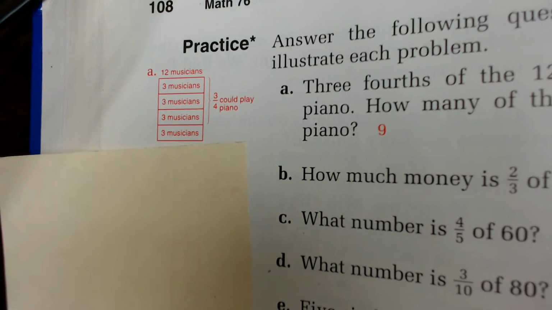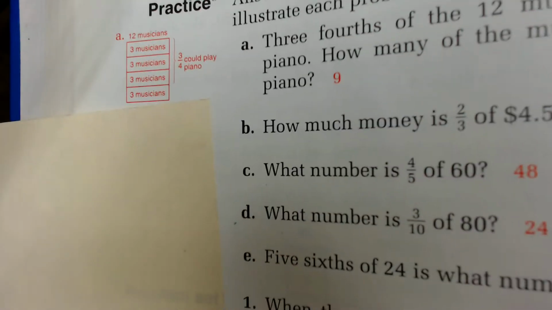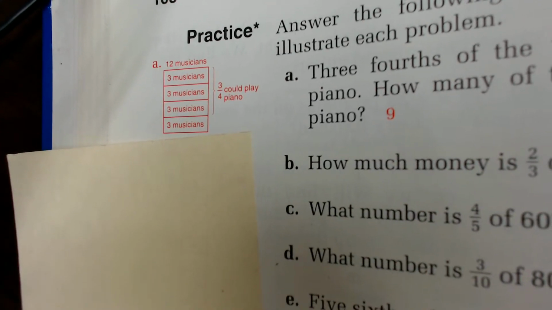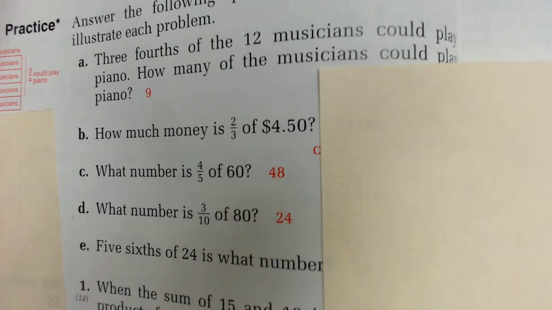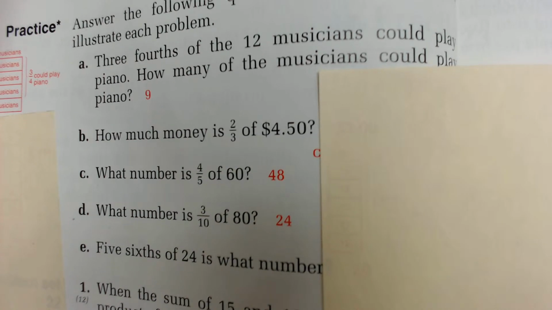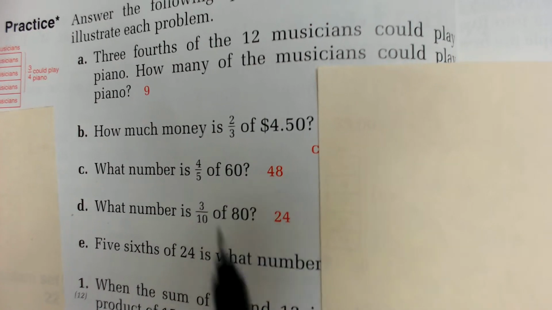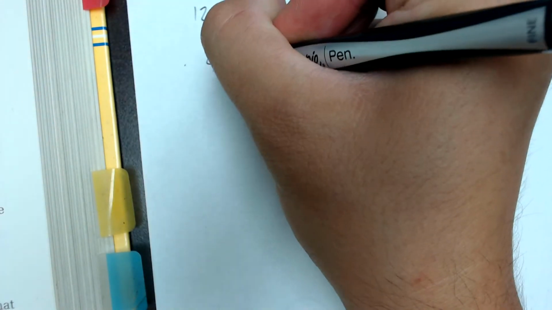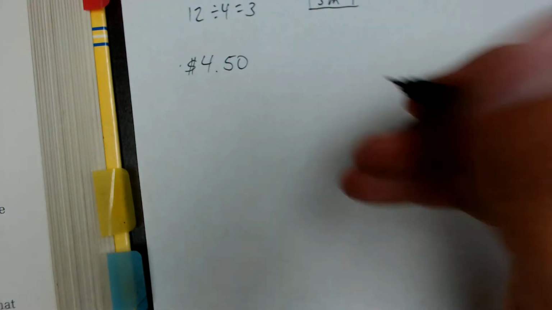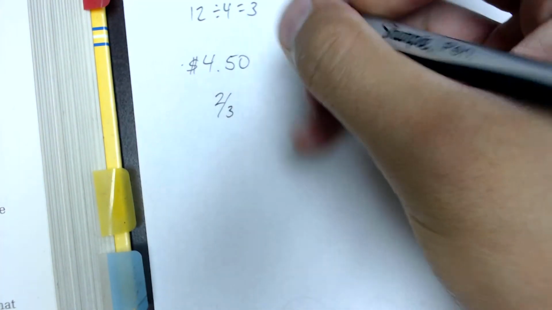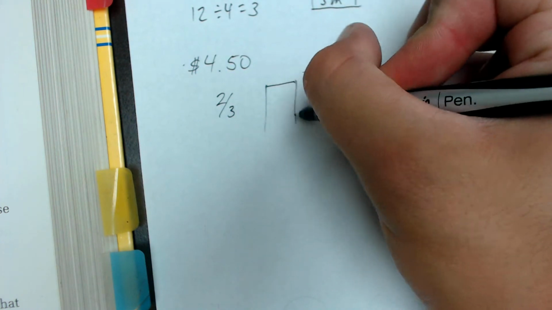All right. So you can see in the book, that's how they labeled it. Pretty similar to what we did there. So any type of diagram that looks kind of like that, or kind of like what I drew, would be acceptable for an answer. So next one, we're going to say how much money is 2/3 of $4.50. So we have a total number, $4.50, and we have a fraction. So let's write down our total number, $4.50. Our fraction is 2/3. We'll draw our diagram for that.